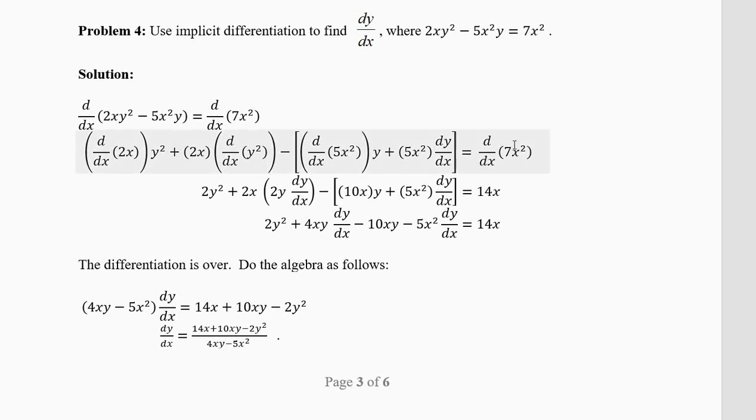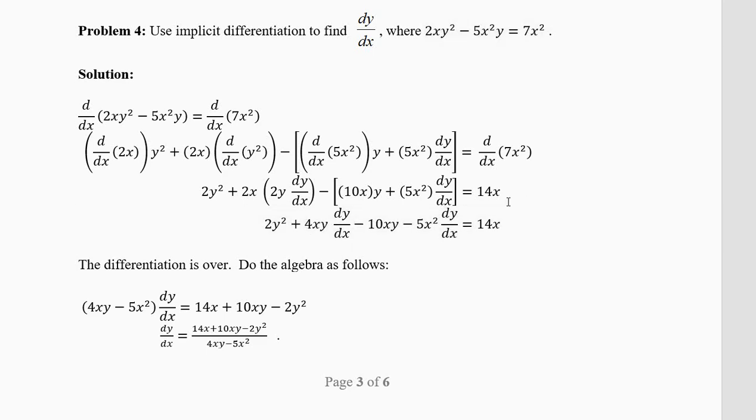Now again we have a different kind of equation: 2xy² minus 5x²y equal to 7x². Differentiate on both sides just like the last question. You will get 2y² plus 4xy dy/dx minus 10xy minus 5x² into dy/dx equal to 14x. Here you are multiplying two things, so use the product rule. The derivative of uv is u'v plus uv'. Refer to the old notes.